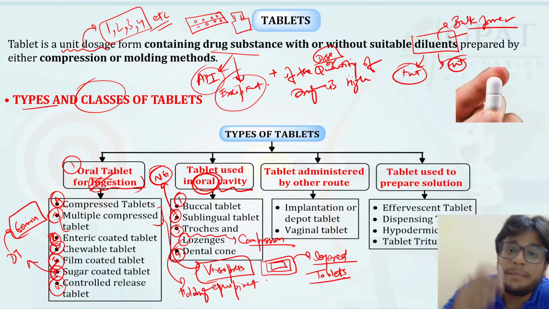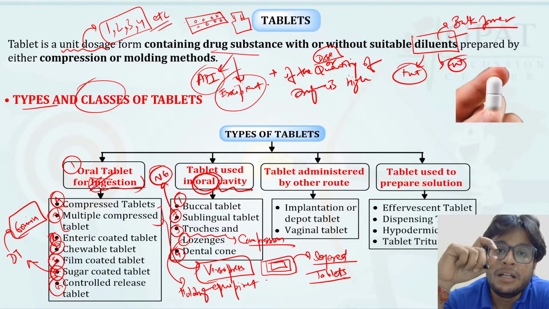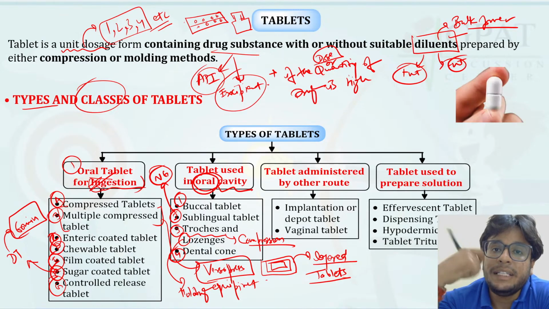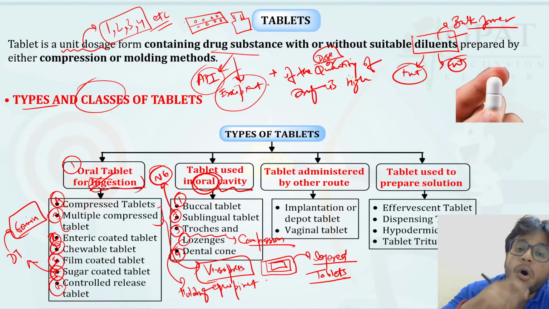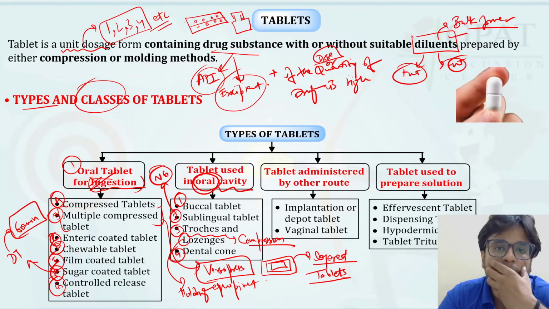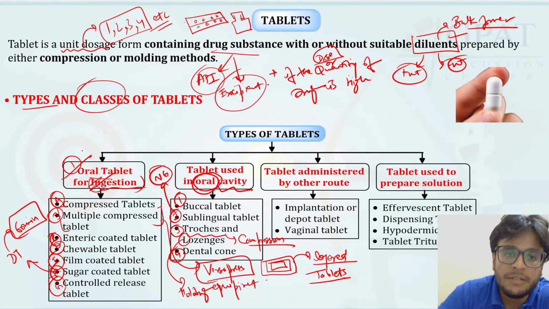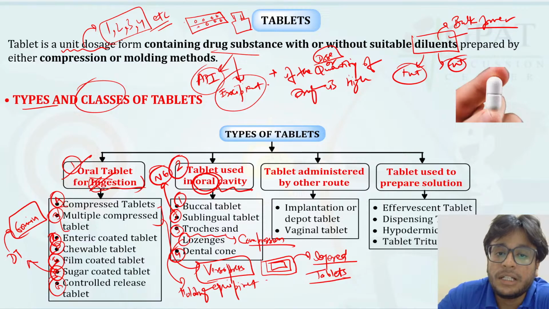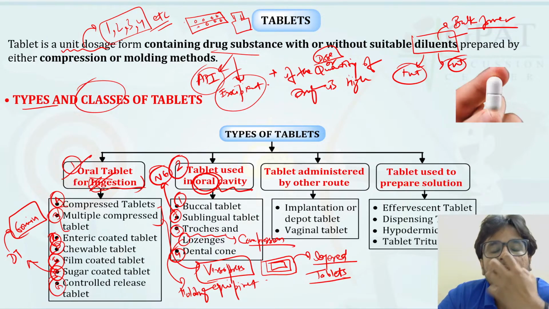Then we come to a dental cone. The dental cone is placed into the root socket of our teeth. So all these kinds of tablets have to be given into the mouth cavity, not ingested inside the body. The ingested ones we discussed first. Then we discussed the tablets that are given only to the buccal cavity.